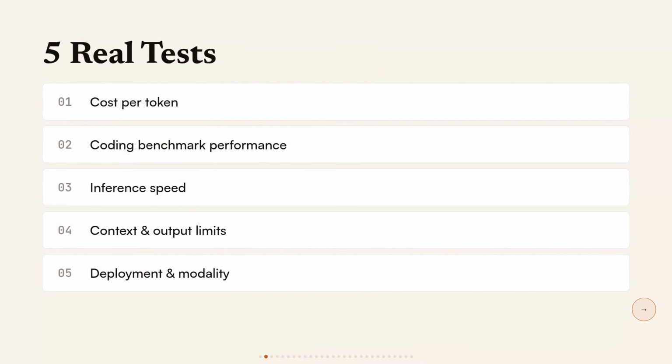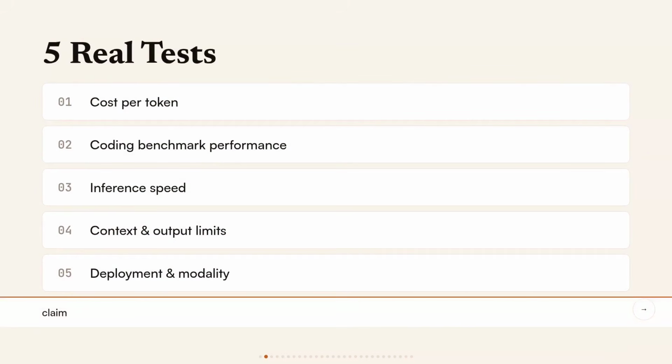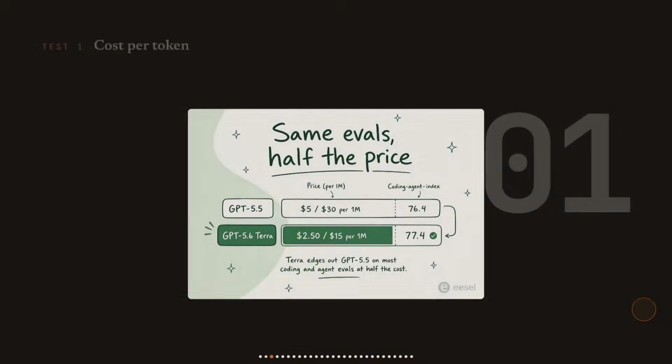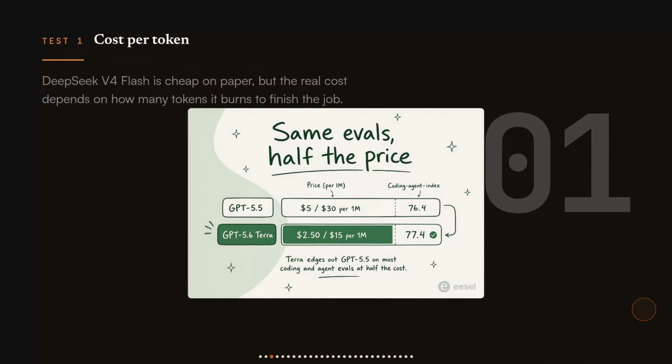Here's the surprise. DeepSeek V4 Flash's sticker price looks like the easiest win in this whole comparison, but Flash burns more tokens per task, so the real bill on a complex job can creep right up toward what GLM or even Terra would cost you.